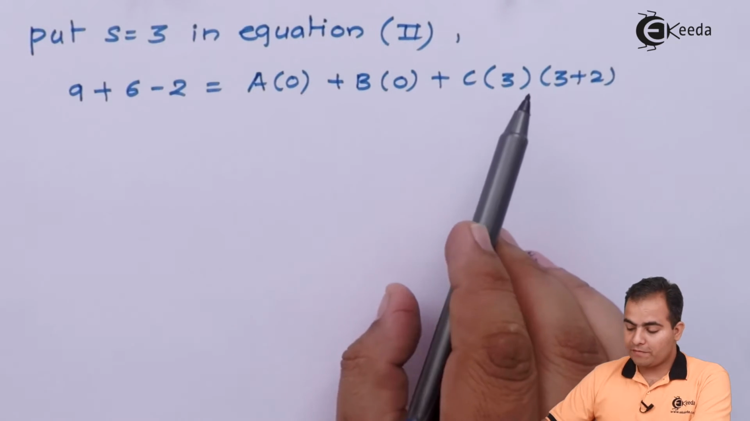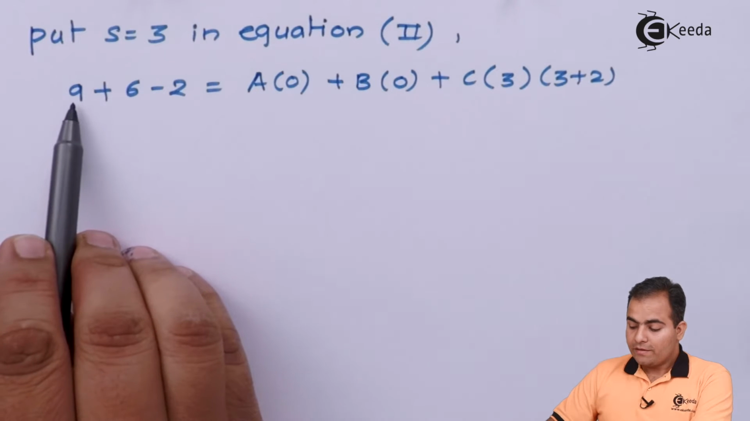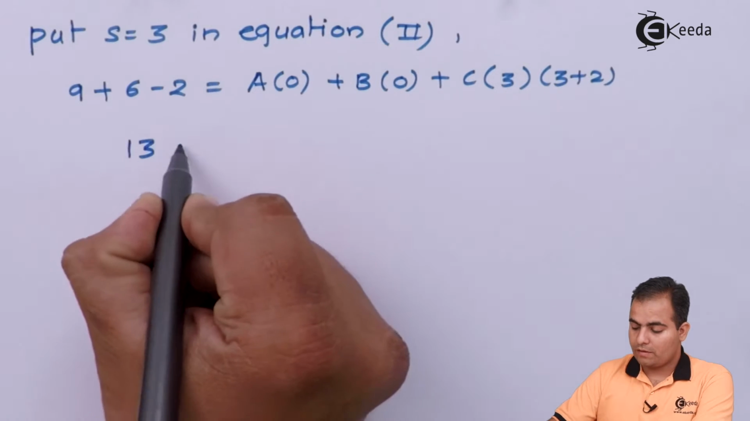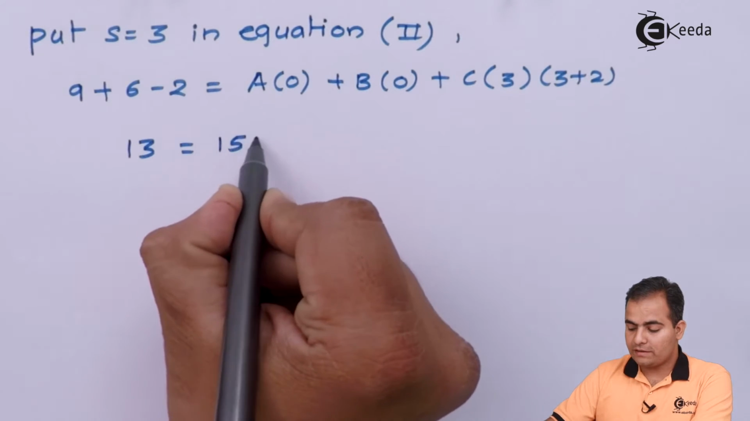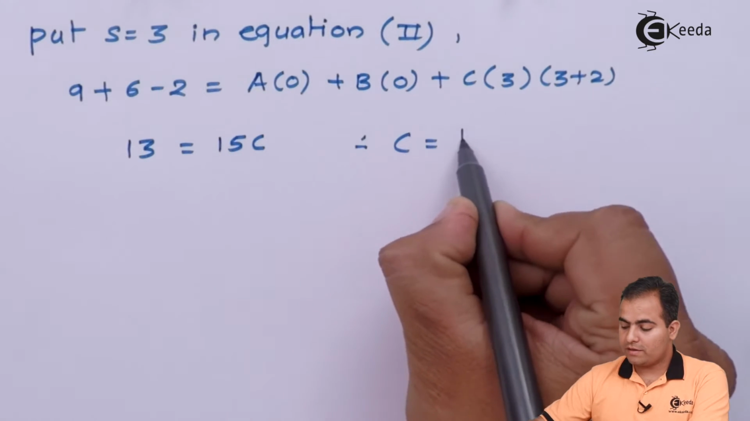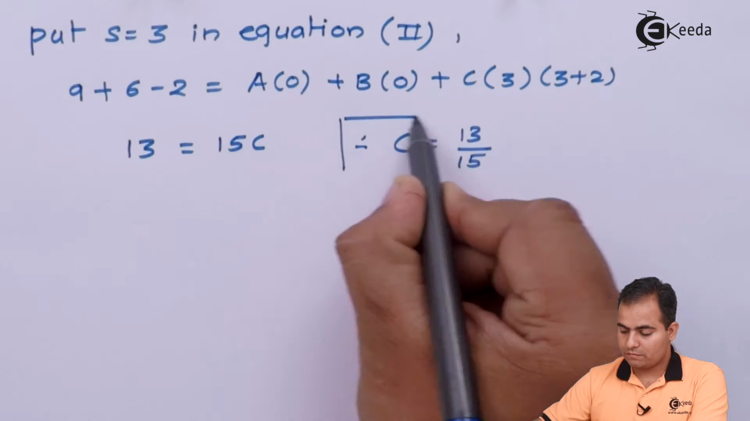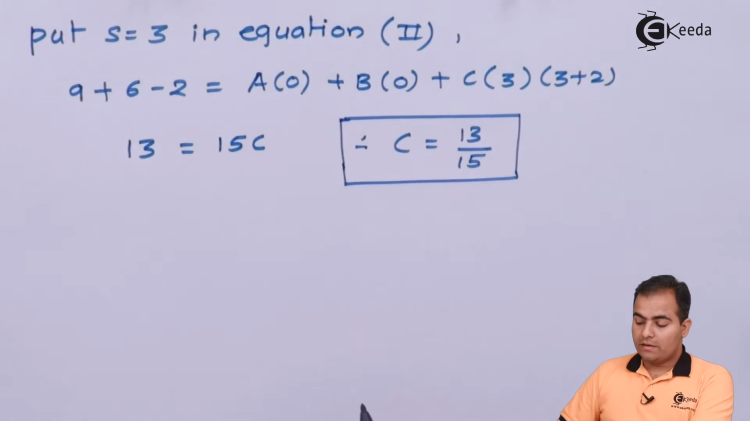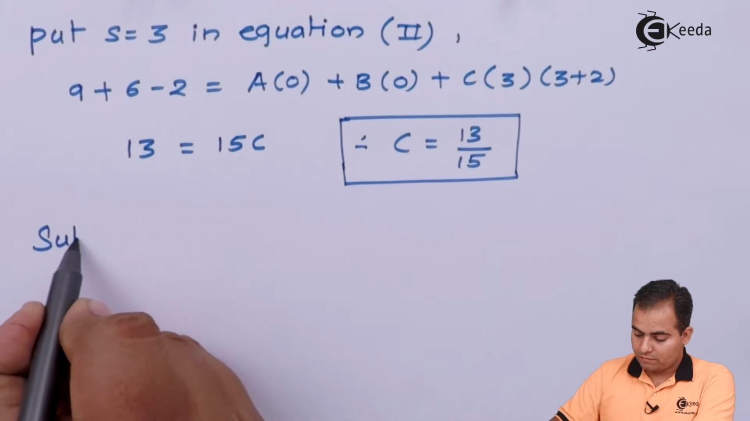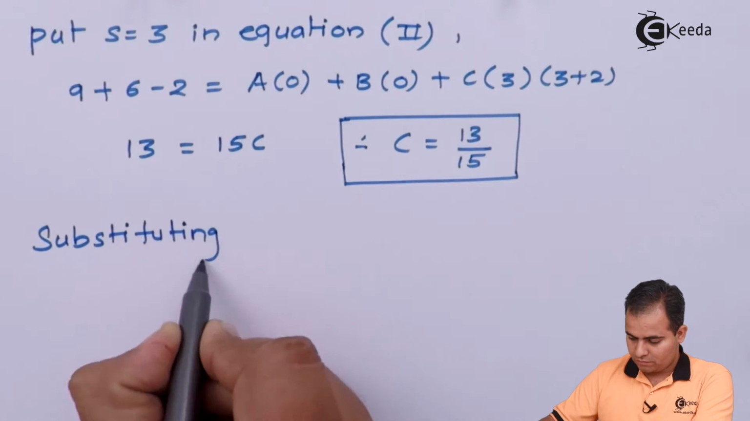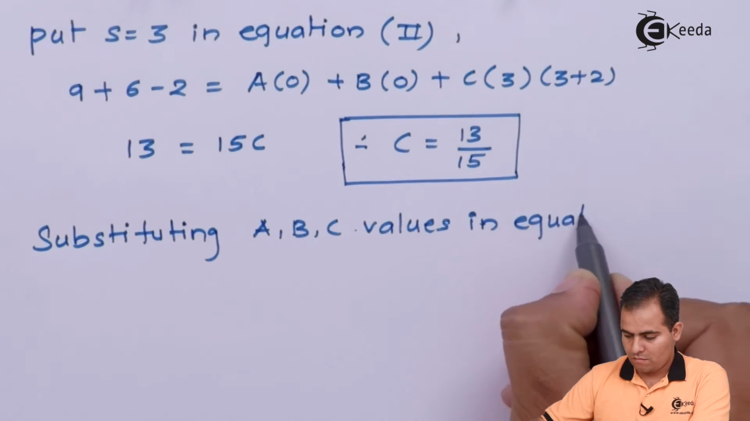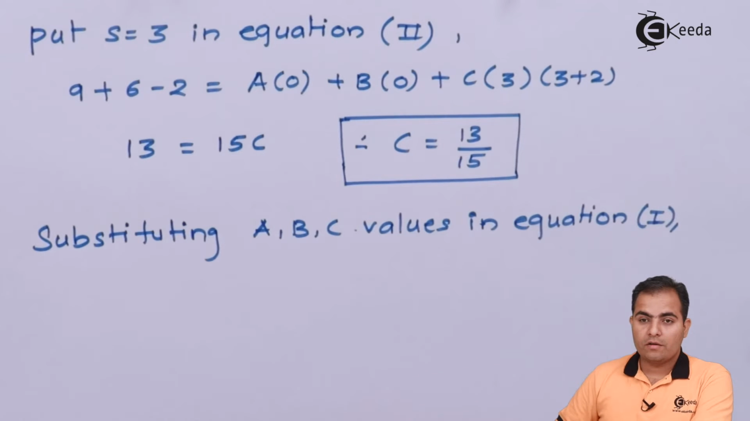So C is multiplied by 15, but on the left hand side we have 9 plus 6, 15, minus 2 will give us 13. On the right hand side we have only 15C. So what will we get? The C value is now 13 by 15. Now substitute all the A, B, C values in equation number 1. What will we get?